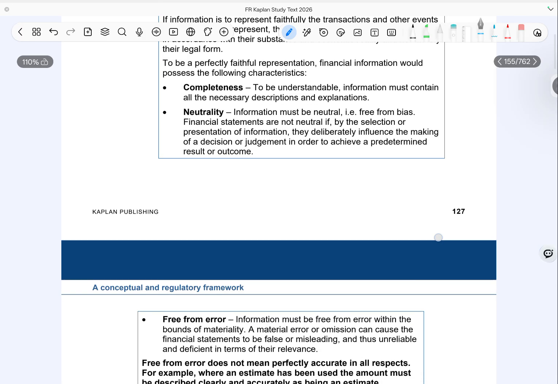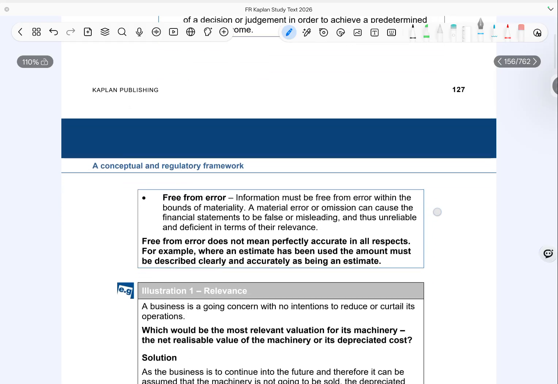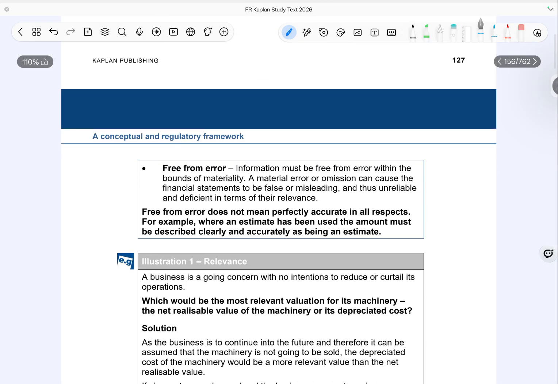Third, free from error. This means that the information should be free from material errors or omissions. Why? Because if an important mistake is made, the financial statements could become misleading.